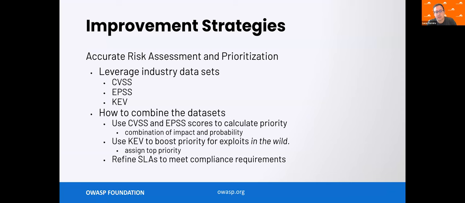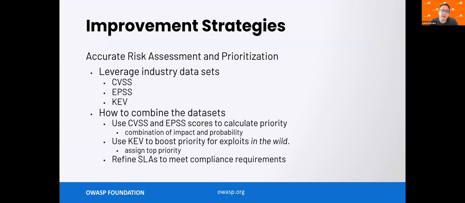EPSS, the Exploit Prediction Scoring System created by FIRST.org, tries to provide a number: the probability that a certain vulnerability can be exploited in the wild. That probability can help us with priority, because if something is very likely to be exploited, then we should probably fix it faster than something that is very hard to exploit and has a very low probability of exploitation. So this data set allows us to better understand what the priority of a certain vulnerability should be.